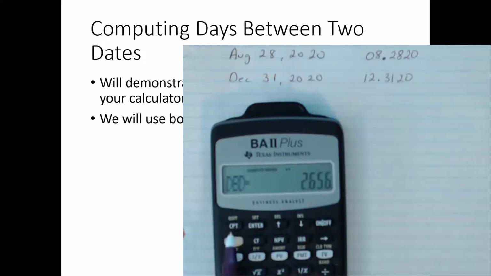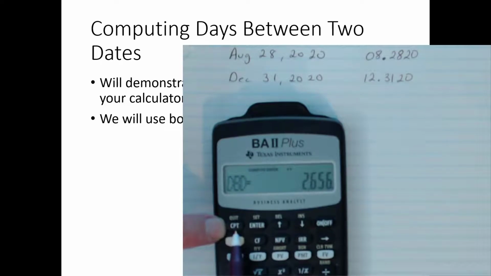I need to push this compute or CPT button at the top left. So one more button to push, the CPT button on the top left. Push that. Ha-ha! 125 days. Thank goodness they both agree, and we're all set.